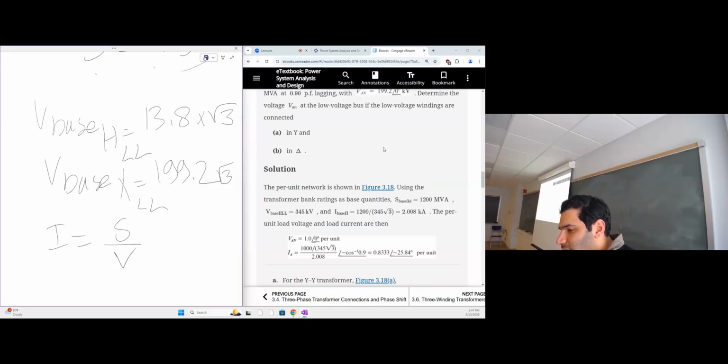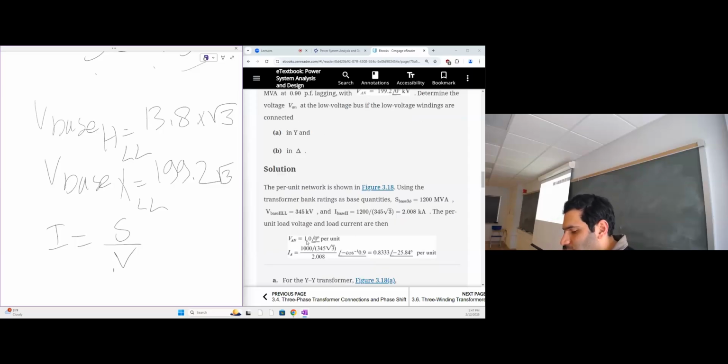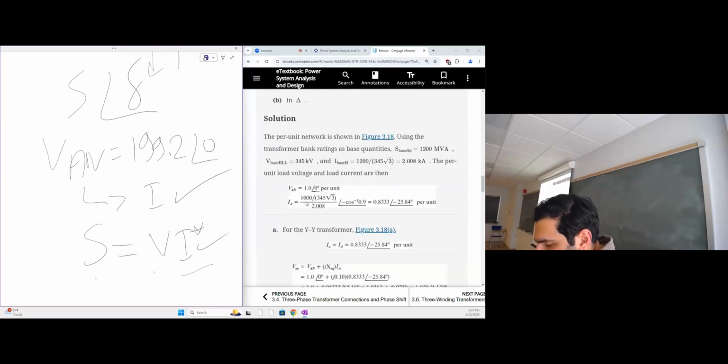So taking this VAN as 1 per unit would give me VAN is 1 angle 0 per unit, and then the I value, which I've calculated from before using this one as VI star, will be this thing, 1,000. And then you divide by the voltage, okay? And this is the angle, minus cosine of the angle. And then you divide by 2.008 because this is the normalization thing, the I base. So you're getting the value of I in the base values.